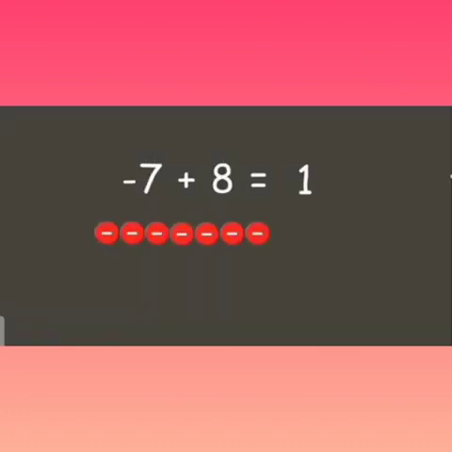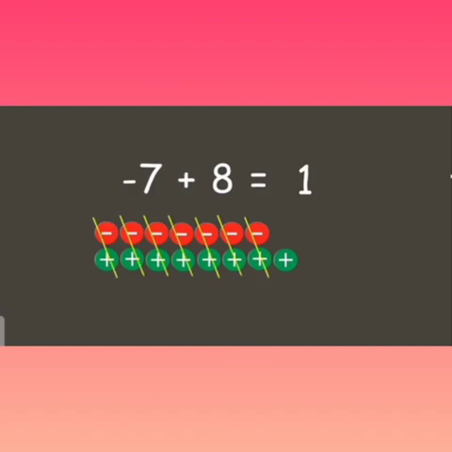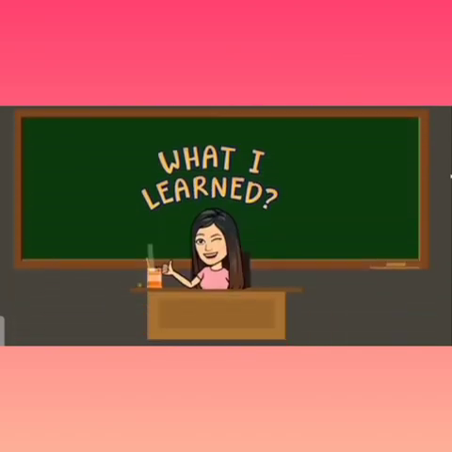We have 7 negatives plus 8 positives. Again, we need to cancel out the pair of 1 negative and 1 positive. There you go. Now we have 1 positive left. Therefore, our answer is correct. Wonderful job, students. Now here are the things that you learned today.